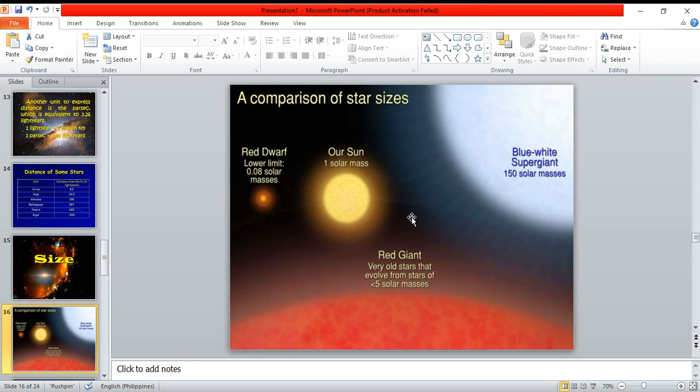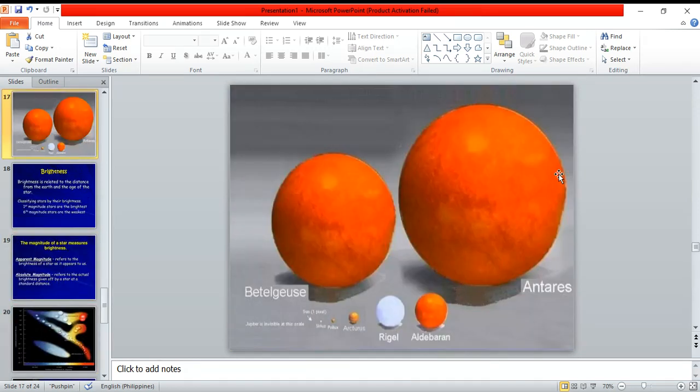In the giant size, the diameter is 100 times larger than our Sun. This is an example of a giant. While a supergiant is 1,000 times larger than our Sun. These are also some examples of the sizes and structure of the stars: Betelgeuse, Antares, Rigel, and Aldebaran.